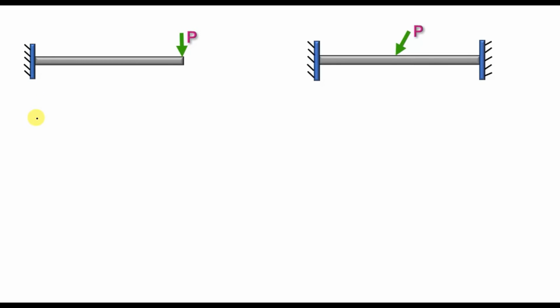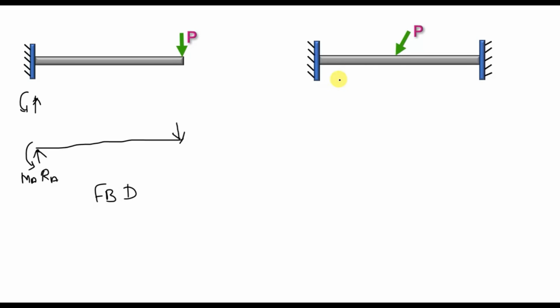Next, let's look into the cantilever beam. For fixed support, we have one vertical reaction and one moment. Let's draw the free body diagram for this. So the free body diagram looks like this. When the load is applied at the free end, we'll be having the reaction over here and the moment. So this is your Ra and this is your Ma moment. This is the free body diagram for the cantilever beam.